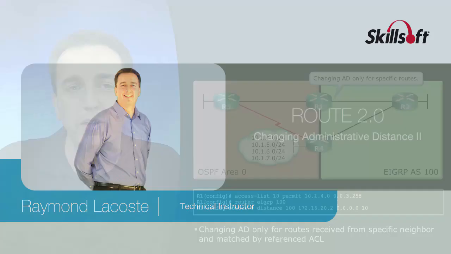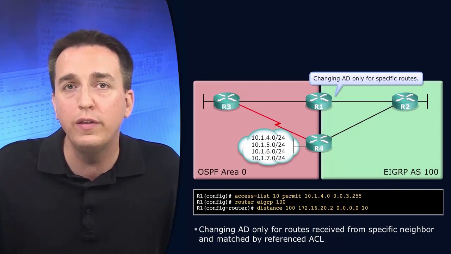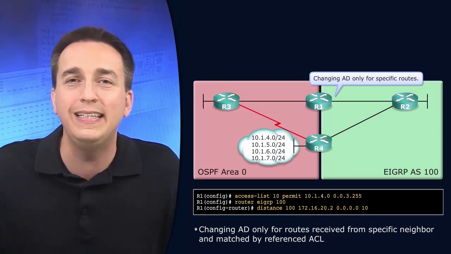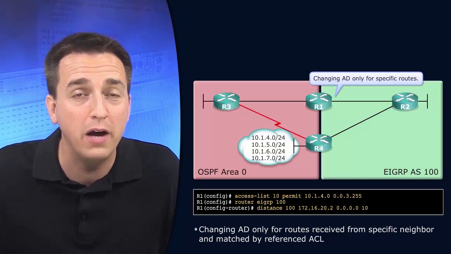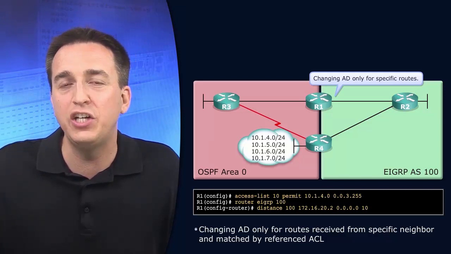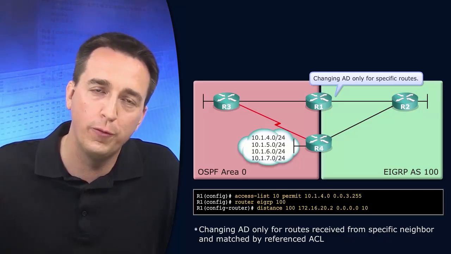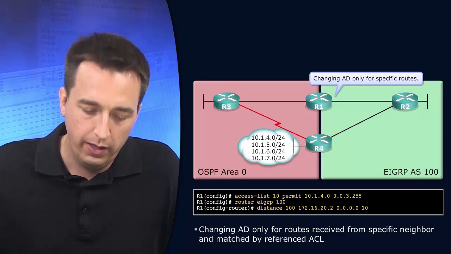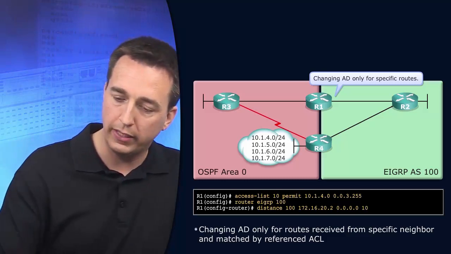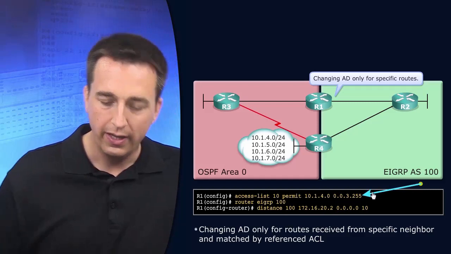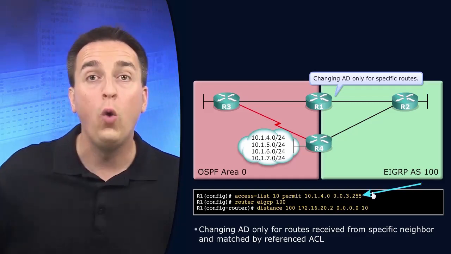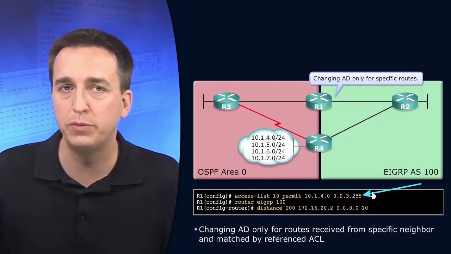In this example, let's look at how we can lower the administrative distance of that EIGRP externally learned route, so that way EIGRP is preferred over OSPF. When we look at this example, we are using an access control list. Why? Because we need to identify what we are trying to modify in this particular case.